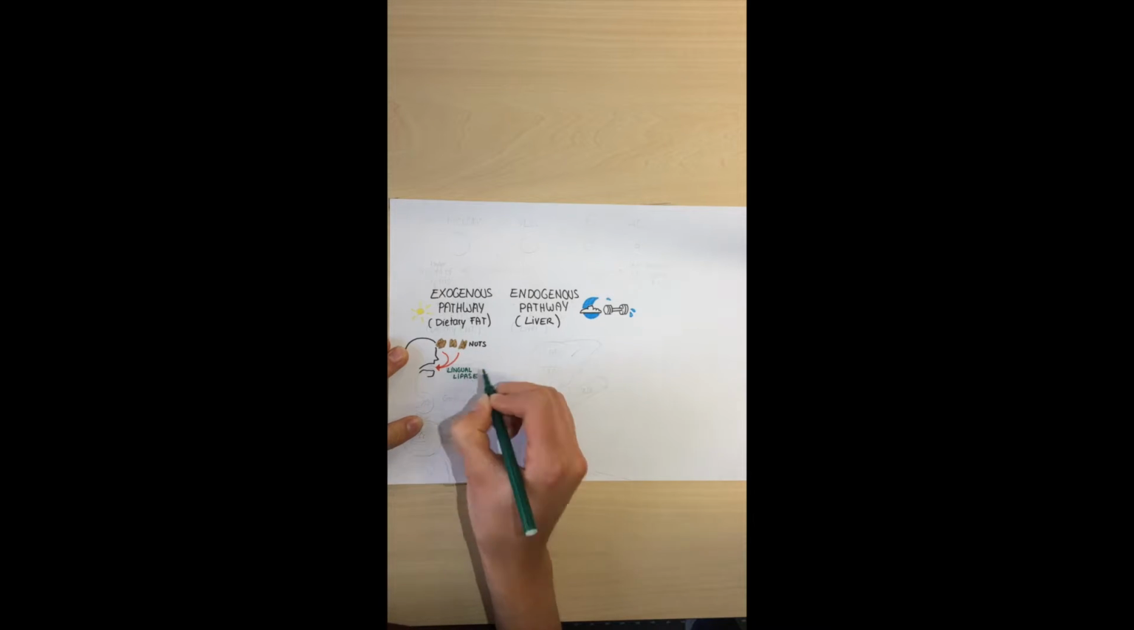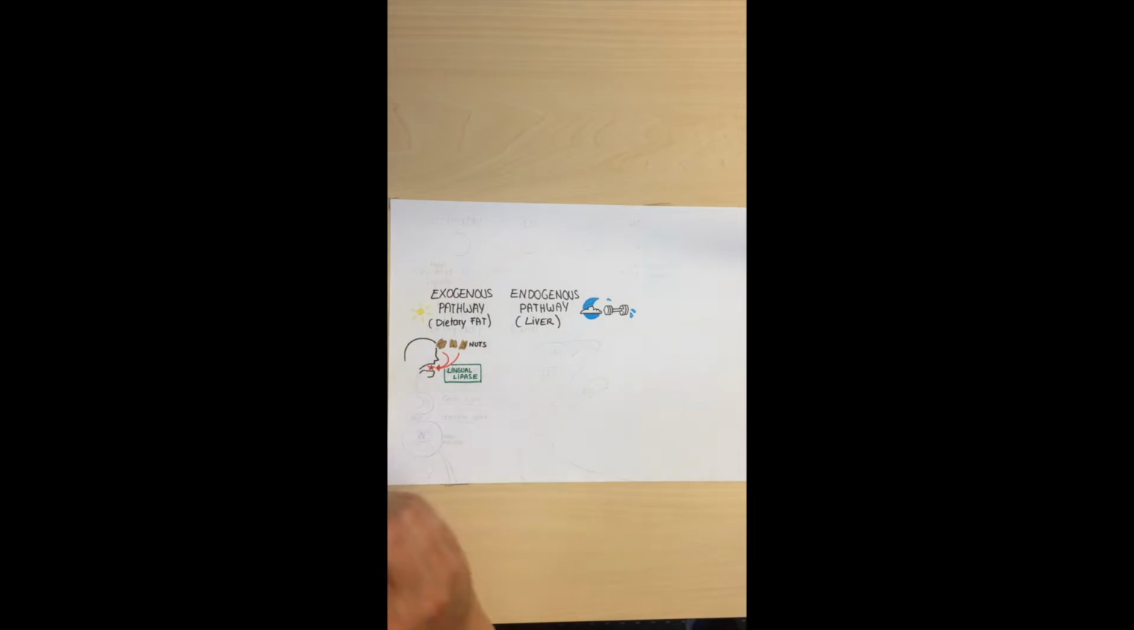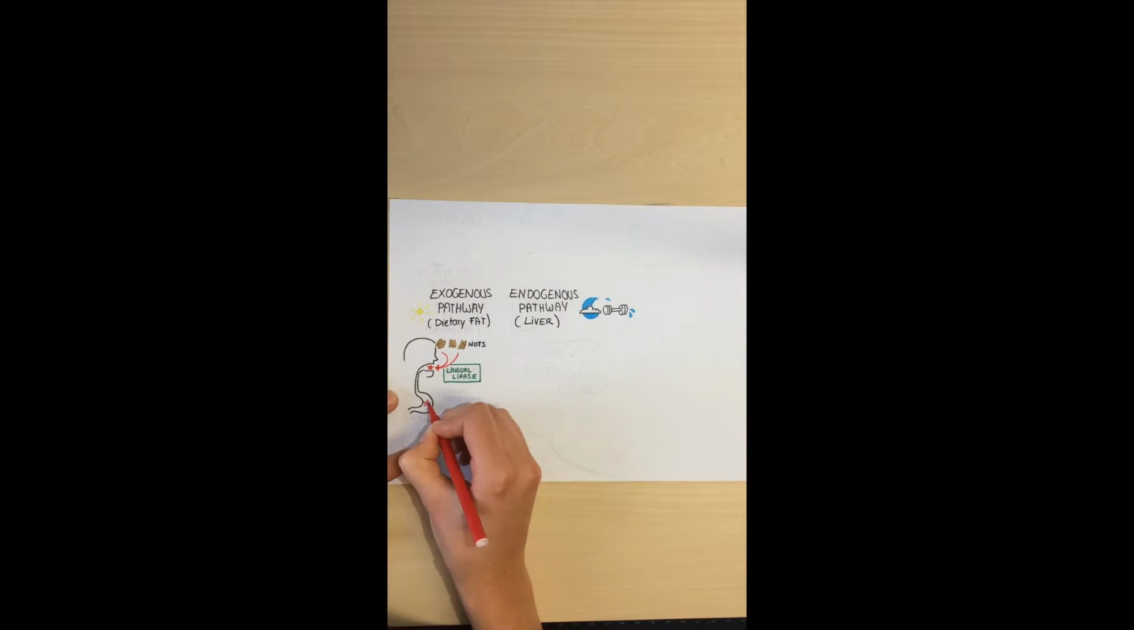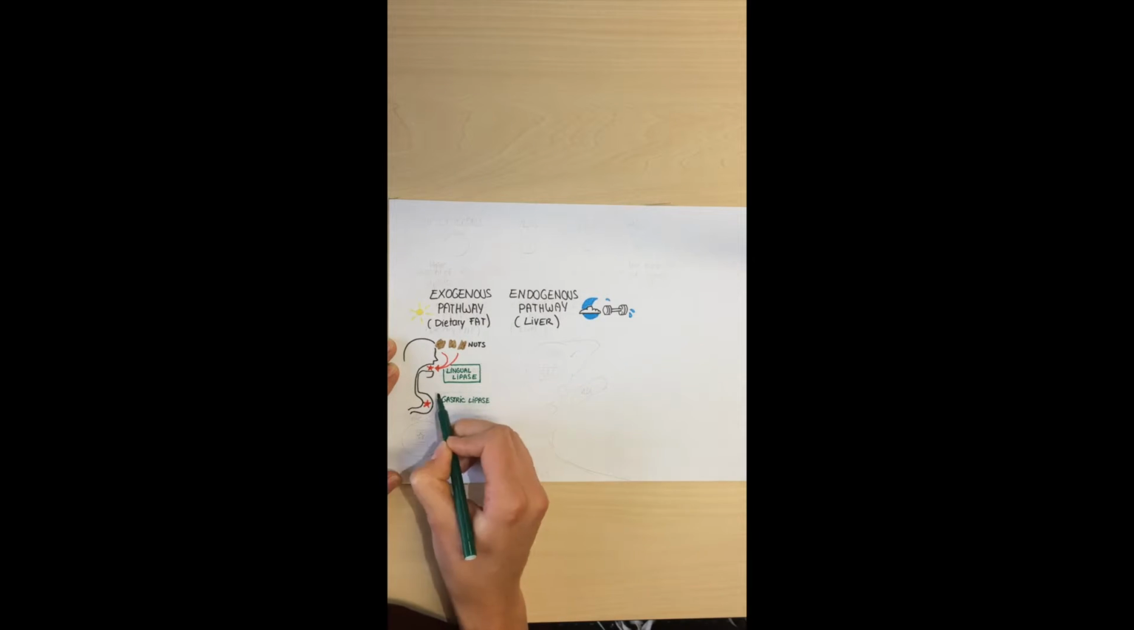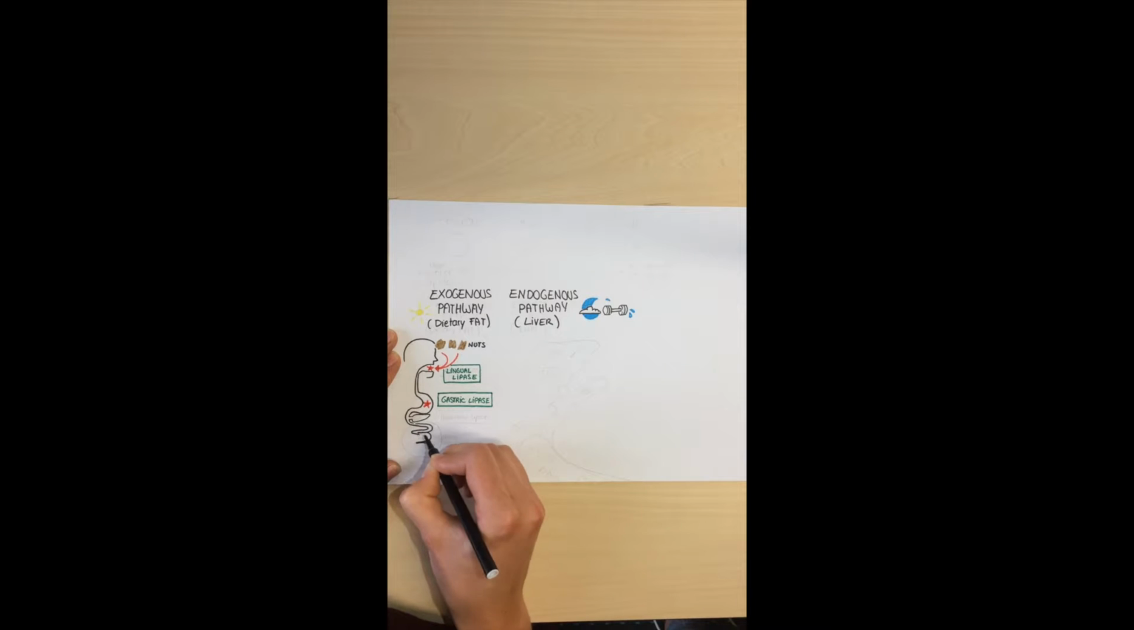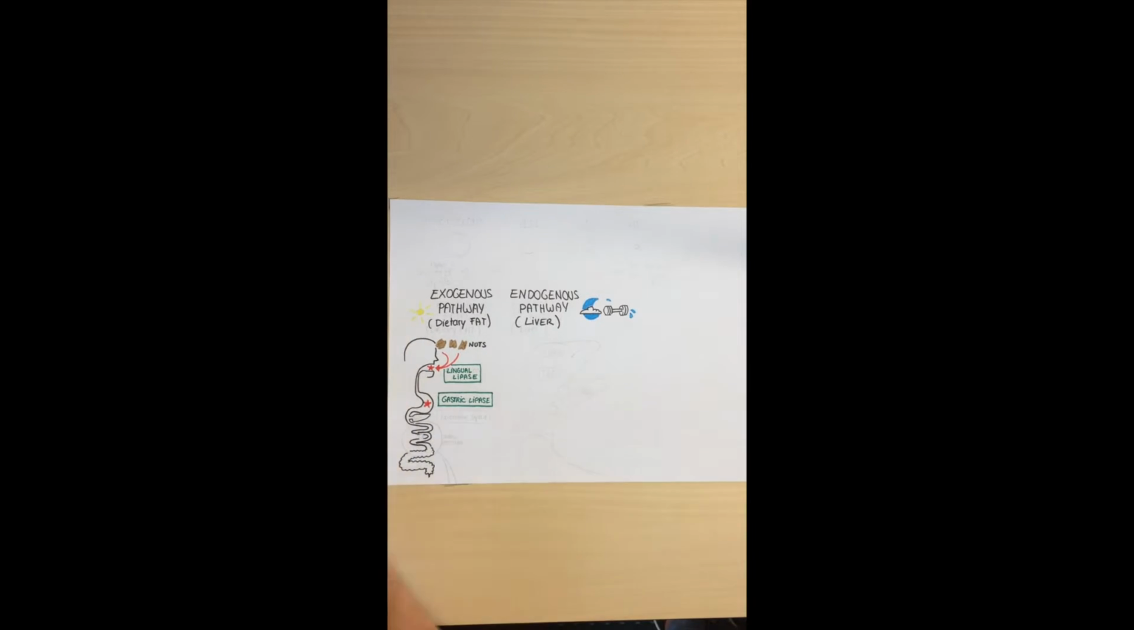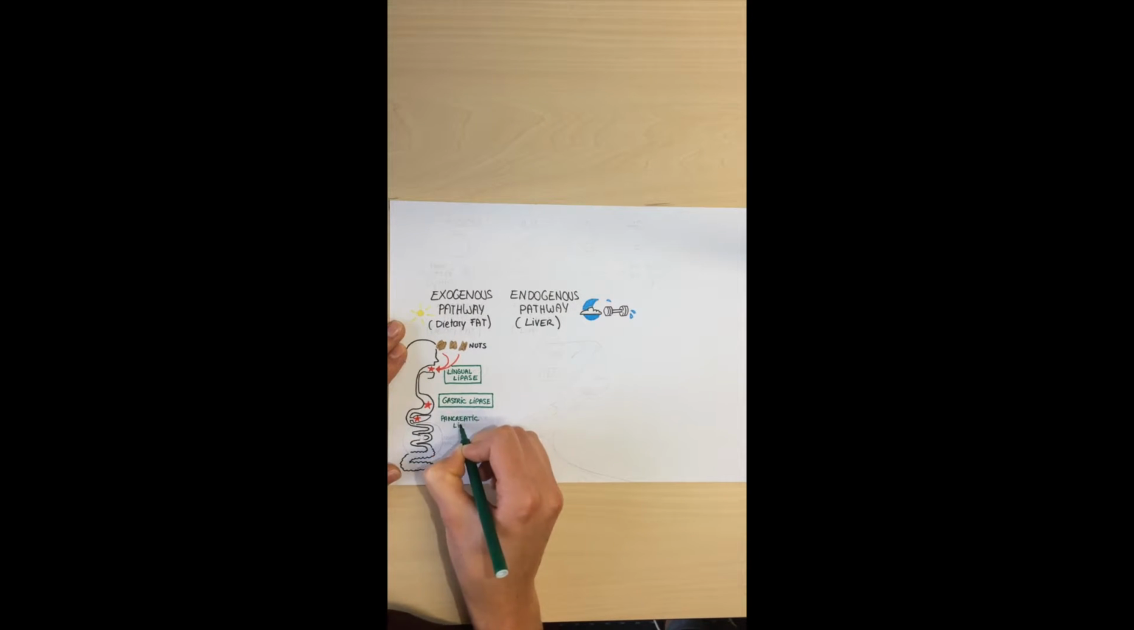First things first is the ingestion of the fat. Digestion starts in the mouth with the action of lingual lipase, which starts breaking down the triglyceride. Further in the stomach, another enzyme breaks down more fat. This enzyme is called gastric lipase. Now, the most important enzyme is secreted by the pancreas and acts in the small intestine.